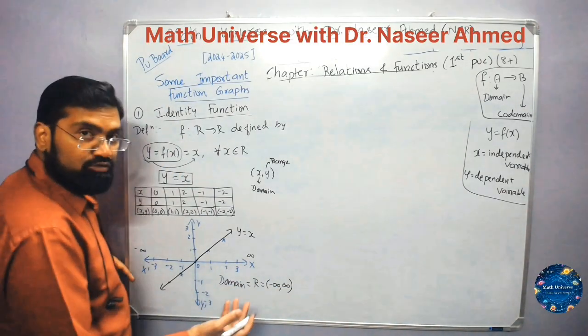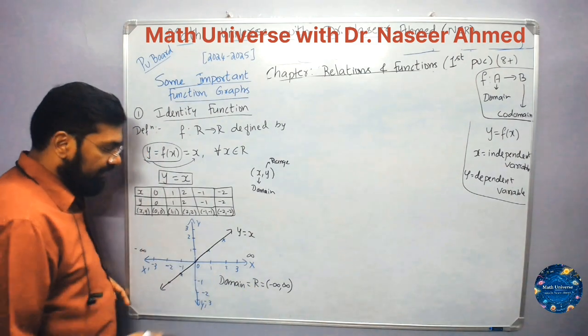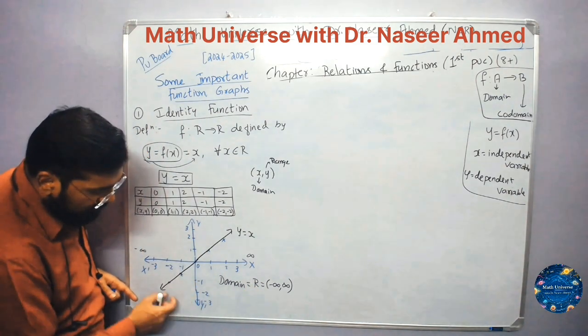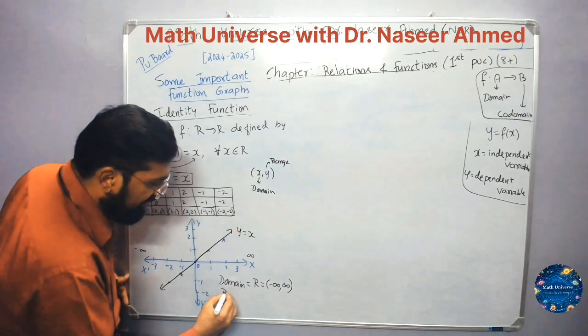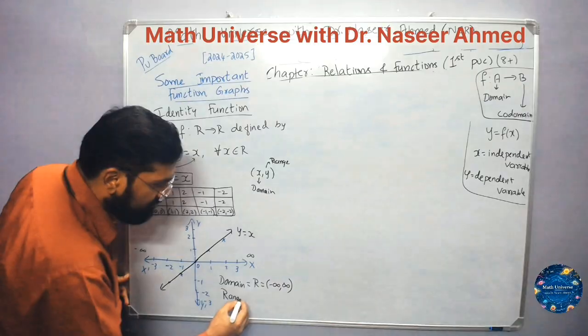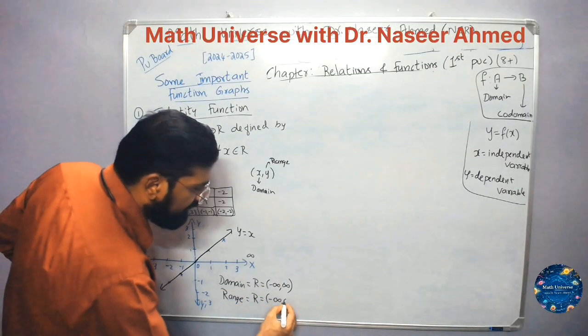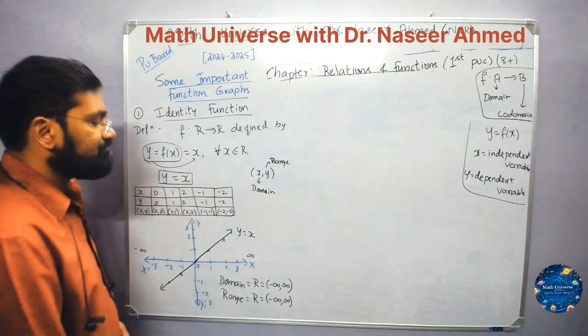Now, why not like this? Who knows, for one marker, they may have given the domain as either R or this. Both are the same. Coming to the range, see your y-axis. For all these y values, the graph is present. Again, for all these y values, the graph is present. So the range is R, the open interval minus infinity comma plus infinity. Okay, both endpoints are not taken.